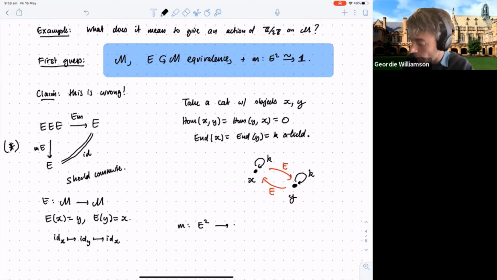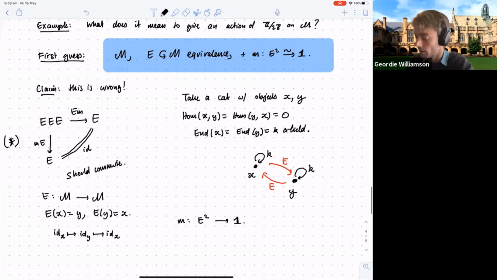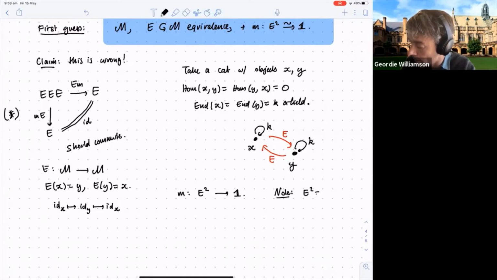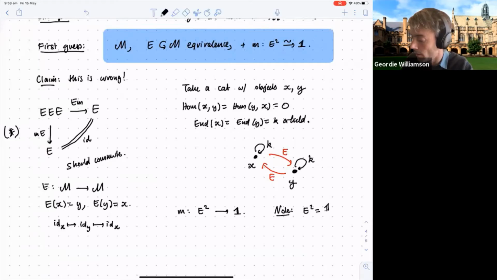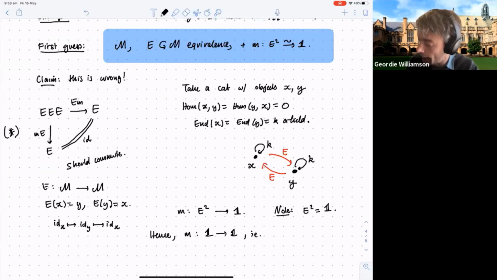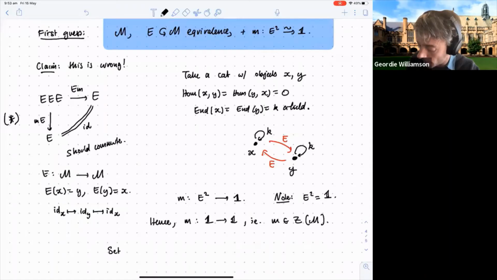And now I want to give you the M. So M should be a map from E squared to the identity functor. But note that E squared is the identity functor. Yeah. So E sends X to X and Y to Y. E squared is not just isomorphic to the identity functor. It is the identity functor. Hence, M can be seen as a map from the identity functor to the identity functor, i.e., M is an element of the center of the category.